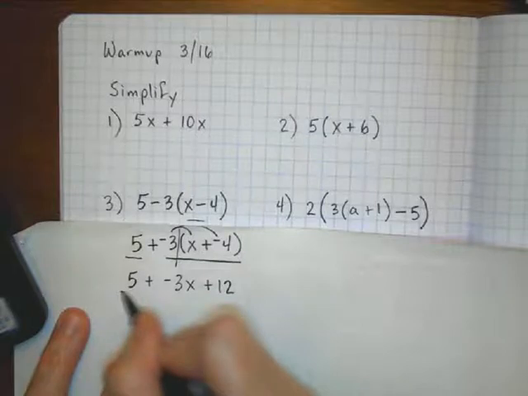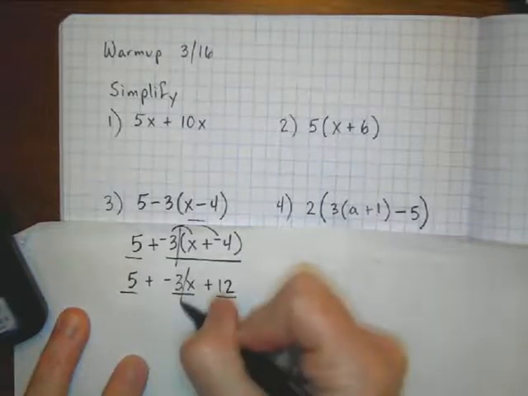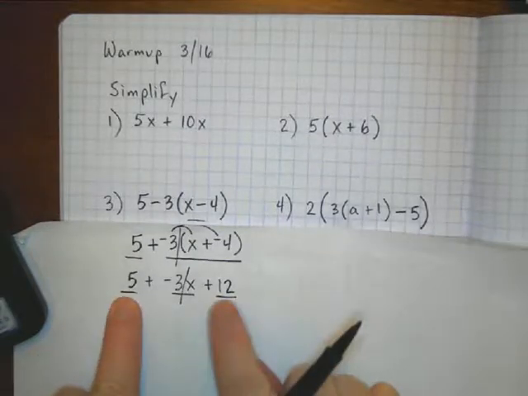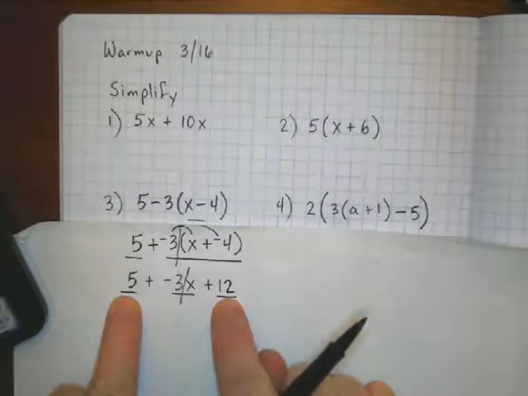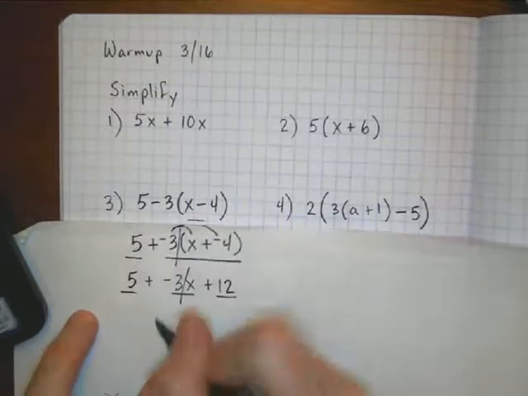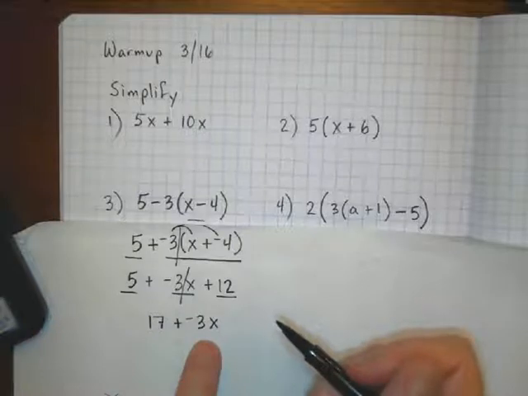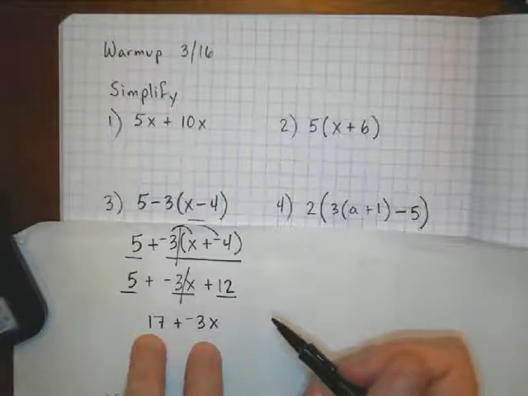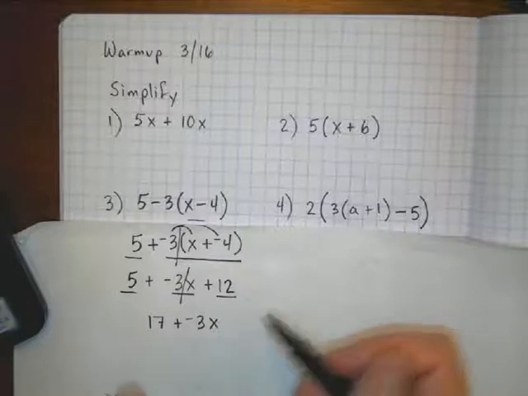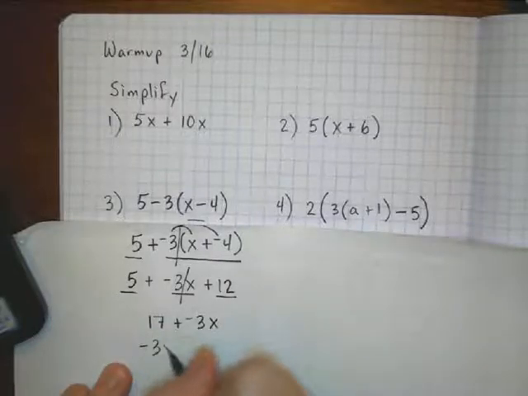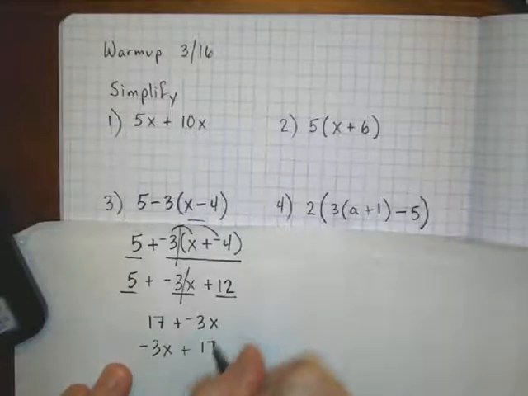Now, let's parse again and see if I have like terms. The 5 and the 12 are like each other. So I can do 5 plus 12, that would be 17, plus negative 3x. Now, we usually don't like having the x term second, so I'm going to use my commutative property to change the order and write negative 3x plus 17.